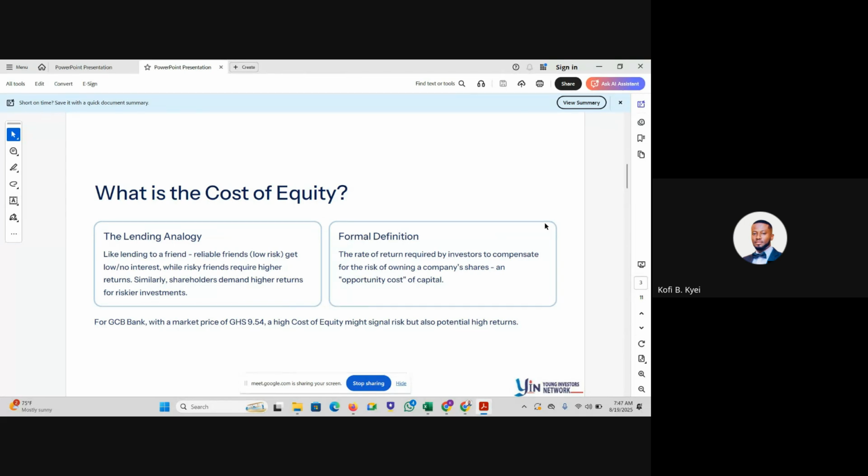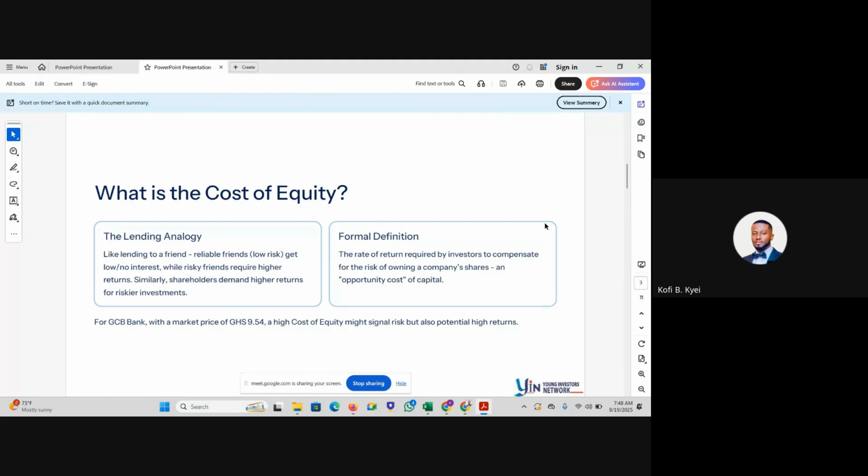So if the rate of return or the cost of equity is around 23, it is expected that the stocks will earn 23 or more. Because the cost of equity is at 23, the return should be 23 or more. So the rate of return required by investors to compensate for the risks of owning the shares.